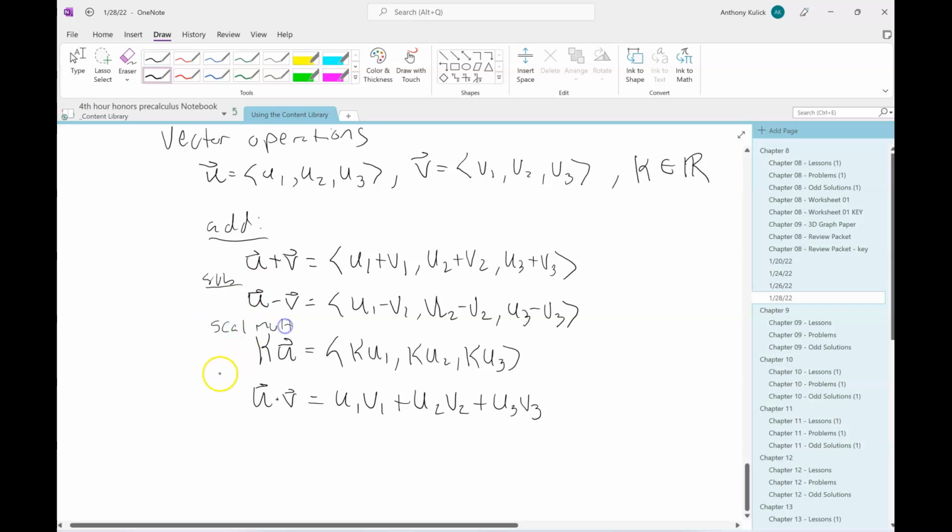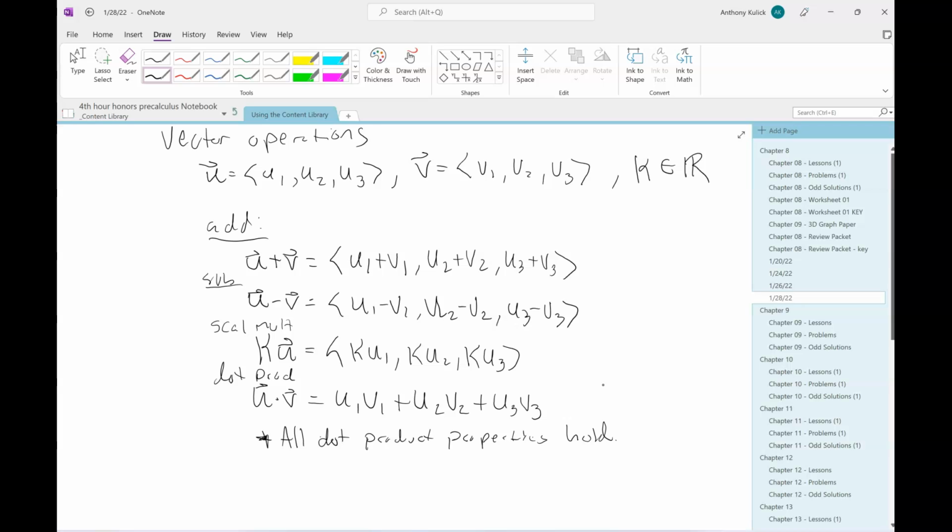Scalar mult, dot product, and all those dot product properties that we gave you in 2 dimensions, those all still hold. They all work still. So really nothing at all is new in 3 dimensions other than this direction piece that I told you we're going to deal with later.